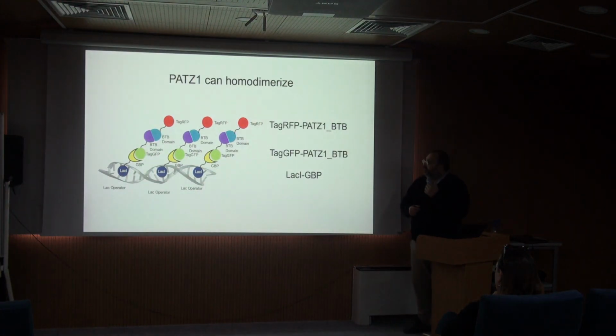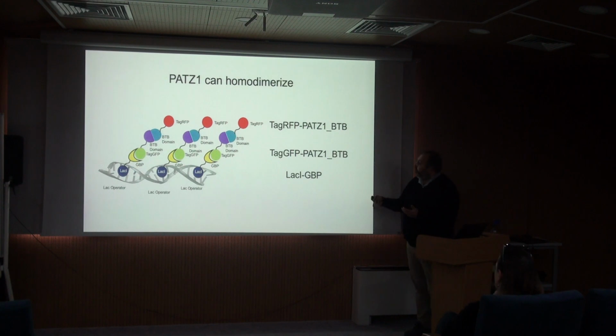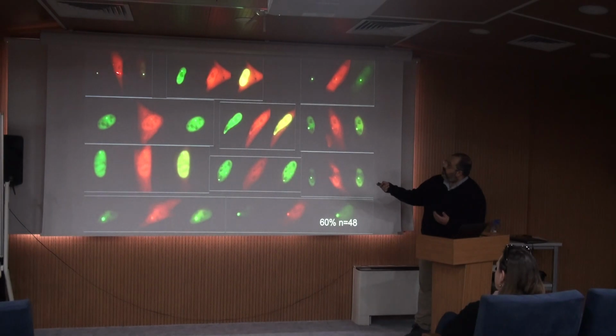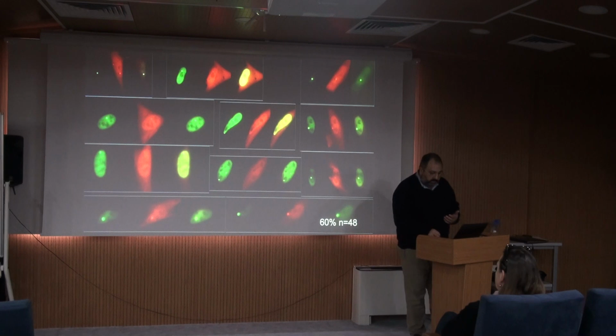So the next obvious question was, okay, so BCL6 can homodimerize. We knew that. It can bind to SMRT or NCOR. We knew that. But can we show PLZF homodimerization? So green PLZF BTB, red PLZF BTB. And yes, so we have a green dot, a red dot. They're co-localized. We counted numerous cells.